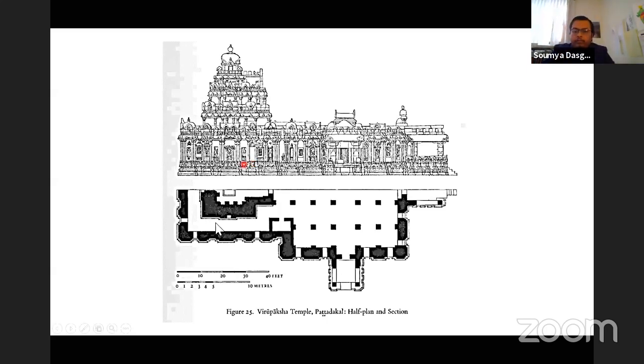But just to know that you have a square and a rectangular form, basically a rectangular form evolving. You can see the half plan. This is the mandapa in the front, and you have the main shrine here, and you have the Vimana, which is here.